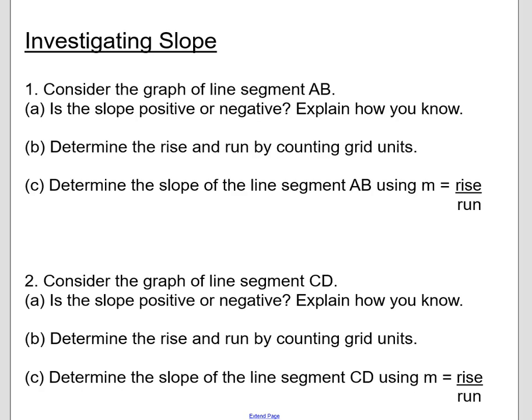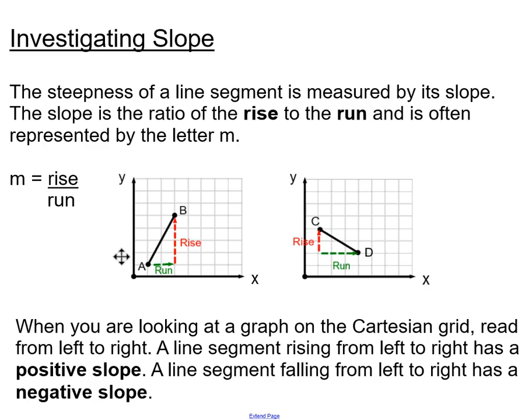It asks you, first of all, is AB positive or negative? So if we come back to here, what we can see is that AB is positive because it goes up to the right.